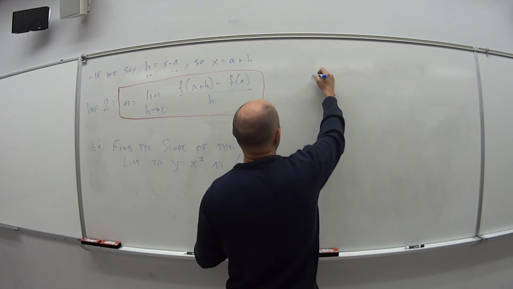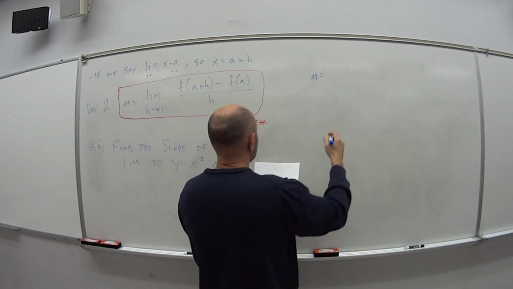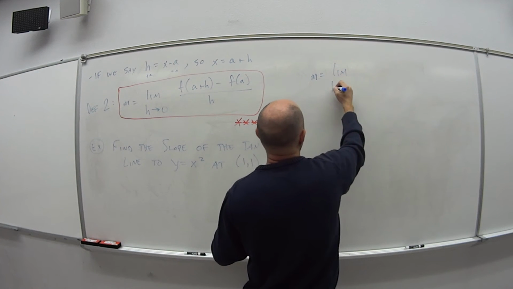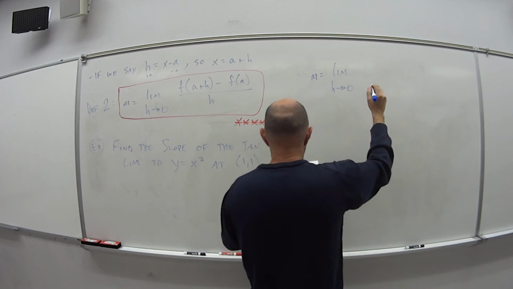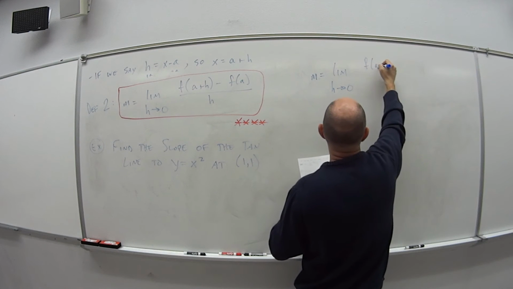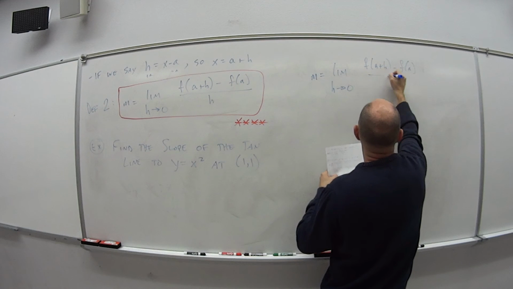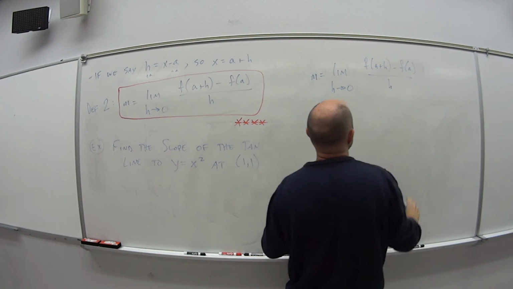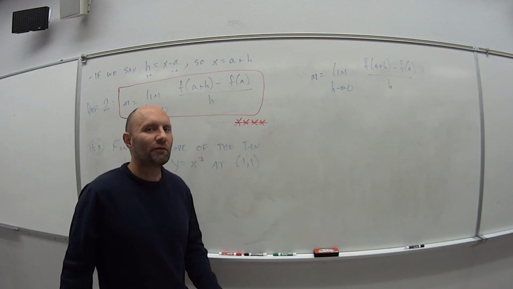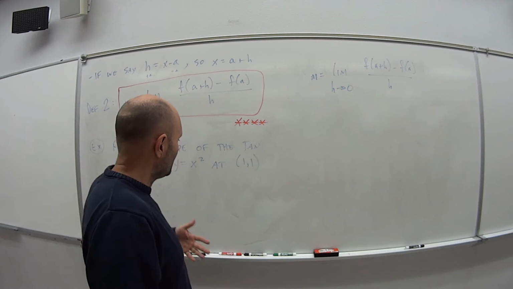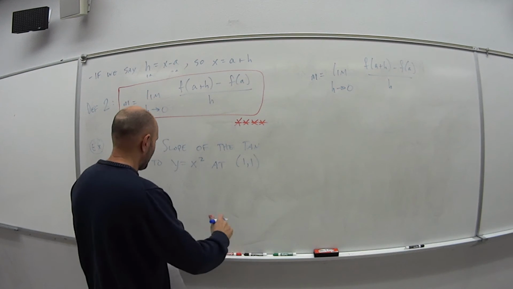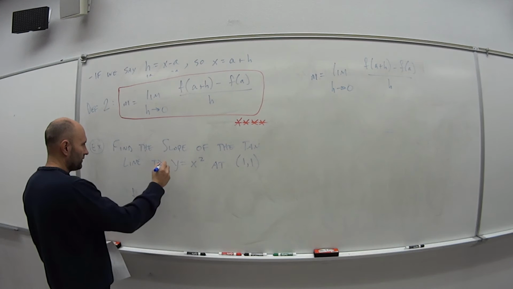So the slope is equal to the limit as h goes to 0 of f of a plus h minus f of a all over h. So what is this f of a plus h and the f of a? Well, think about before, if I had, so this guy is really what?